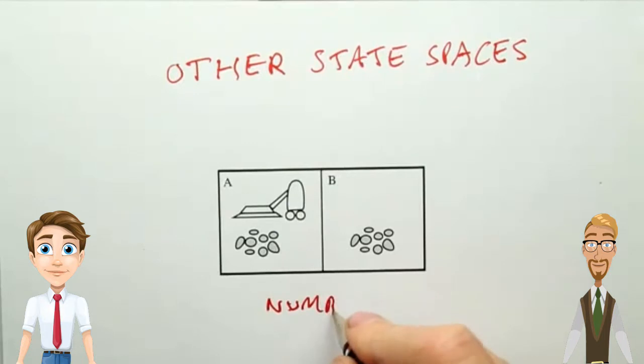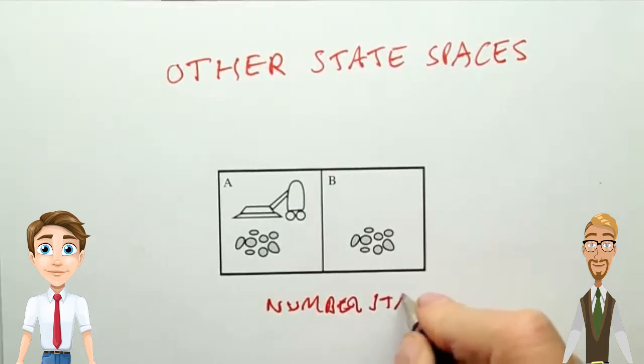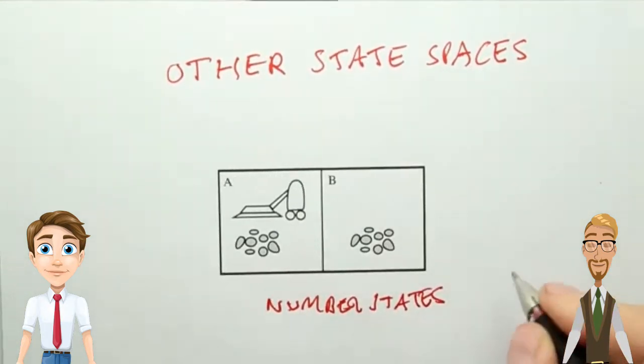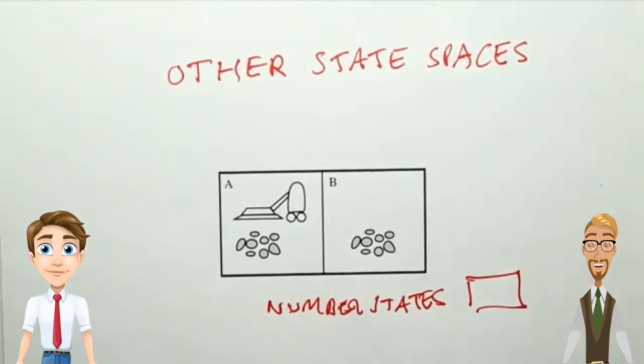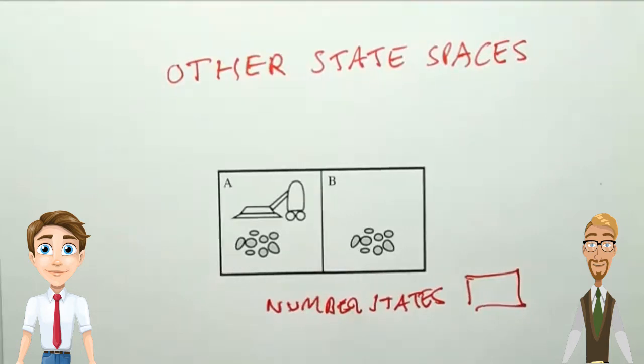The number of states can fill in this box here. The title is Other State Spaces. The figure shows two squares side by side. Square A is on the left, and the vacuum robot and the dirt are in square A. Square B is on the right. The dirt is in square B. Now, please answer the number of states.